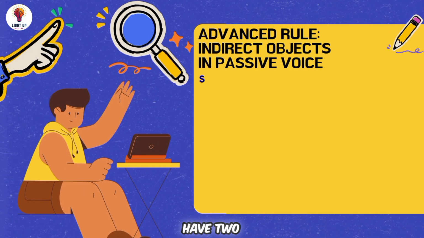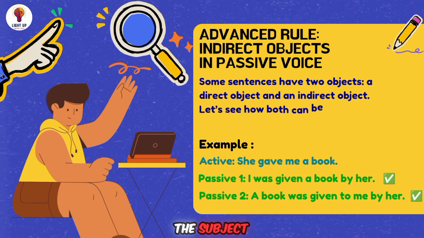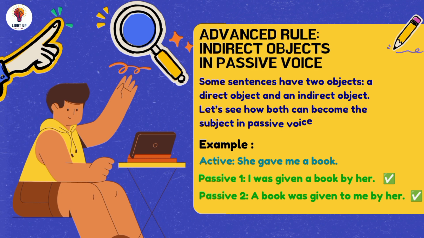Some sentences have two objects, a direct object and an indirect object. Let's see how both can become the subject in passive voice. Both are correct, but the first one sounds more natural in spoken English.